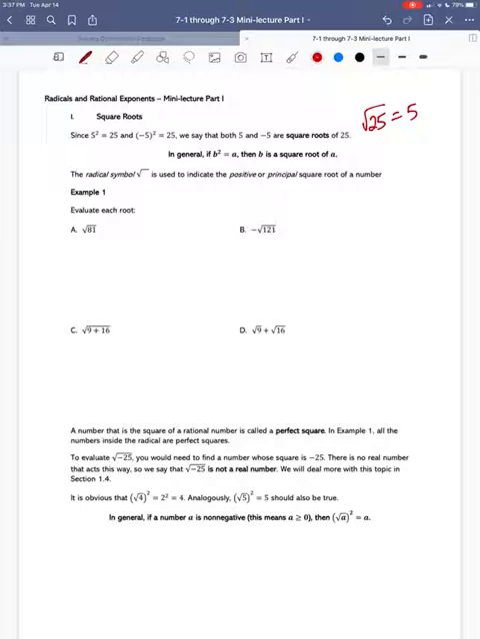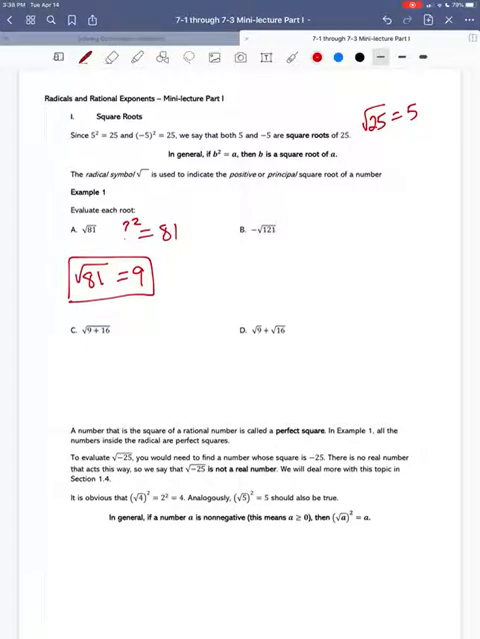So in example 1 here, I'm just doing some simple square roots. Part A, square root of 81. Since that is a square root, what I really want to think is what squared equals 81. And of course, I know that would be 9. So I just say the square root of 81 is 9, because 9 squared is 81.